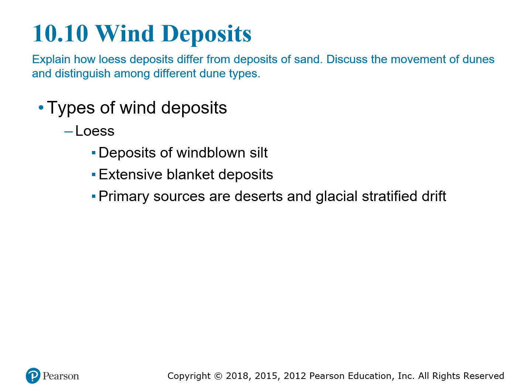There are other deposits created by moving wind, called loess deposits. This is wind-blown silt, and these can deposit over really large areas. The sources of this wind-borne material typically come from deserts, also from areas that may have had glacial stratified drift. So this would be very light material being pushed around by meltwater that can be lifted up by prevailing winds or strong winds and then carried and deposited in a different area.